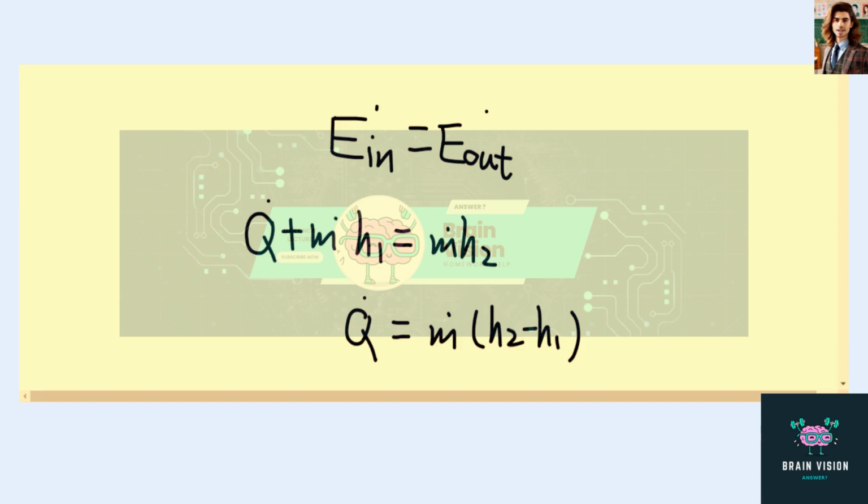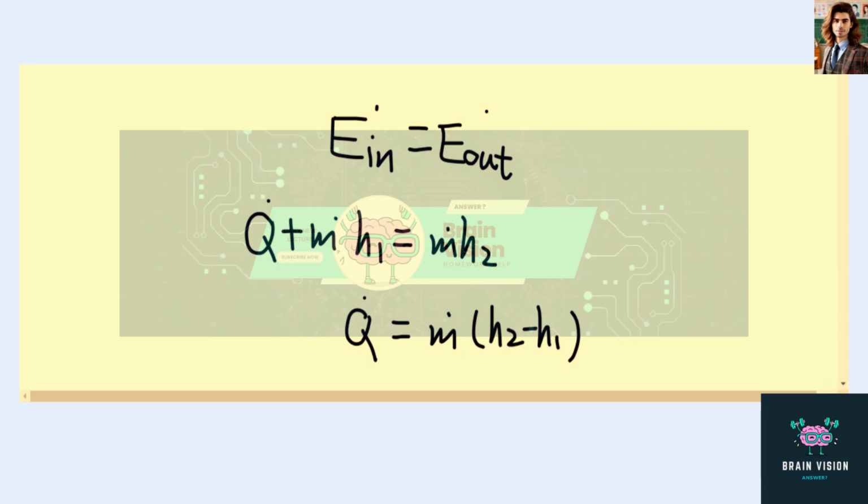Okay, so for this question, we can apply the energy balance equation, which is E dot in is equal to E dot out. If we expand it, we have Q dot plus M dot H1 is equal to M dot H2. Q dot here is the heat transfer rate for the oil, and M dot here is the mass flow rate of the oil. H1 is the inlet enthalpy of the oil, and H2 here is the exit enthalpy for the oil.